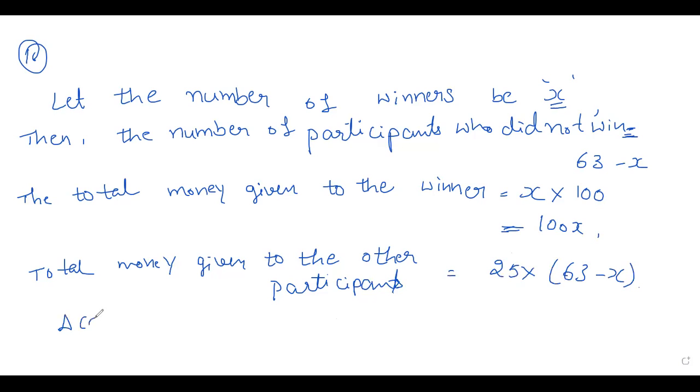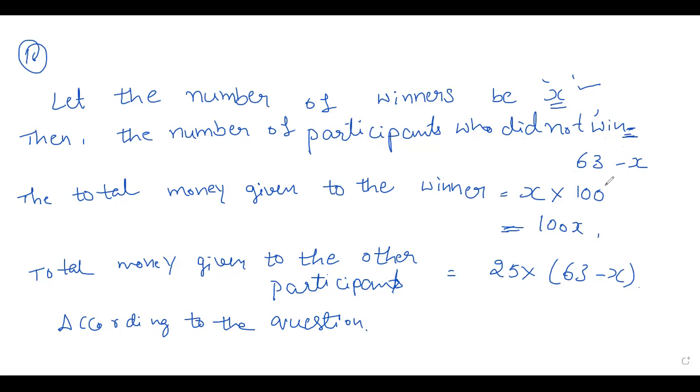So according to the question, what is the total amount, children? That is 3000 rupees. See here, once again I will explain. Let the number of winners be x. We don't know how many winners there are, so let it be x, and the total number is 63. If you subtract the winners, you will get the number of other participants, those who did not win the competition, that is 63 minus x.